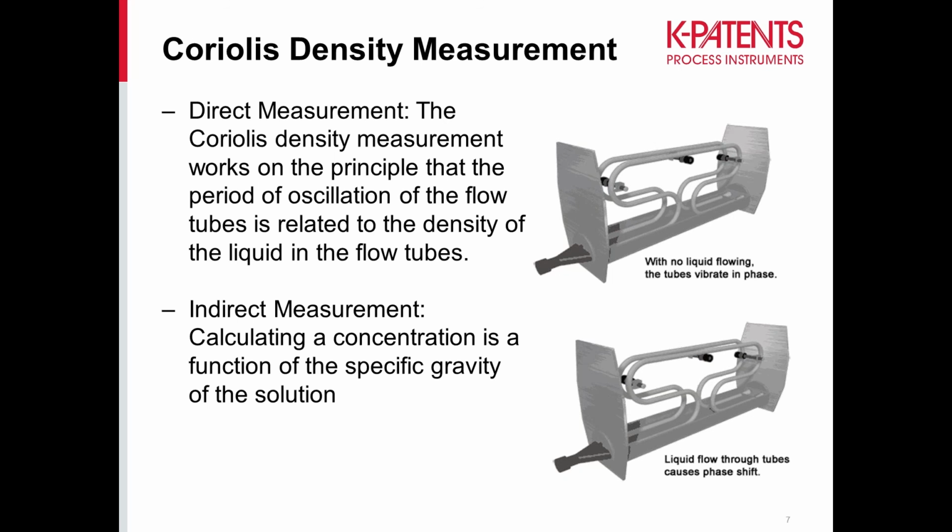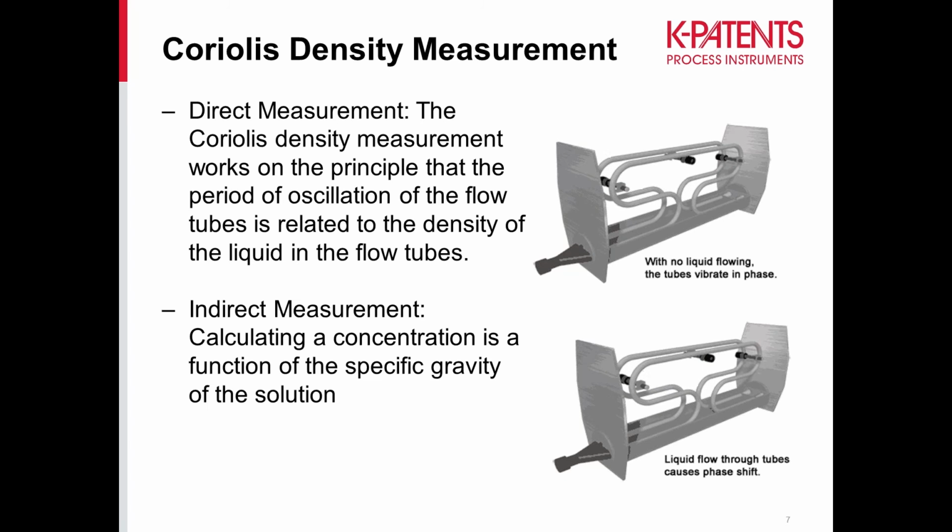But calculating concentration as a function of the specific gravity is really an indirect method, which can come with some issues that we'll further discuss in a few more slides. But these density measurements of Coriolis can have various different tube shapes and arrangements. Some of these give you improved performance, sensitivity, or signal-to-noise ratio. Some of these have a special purpose.